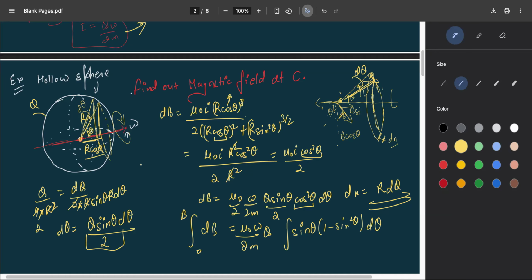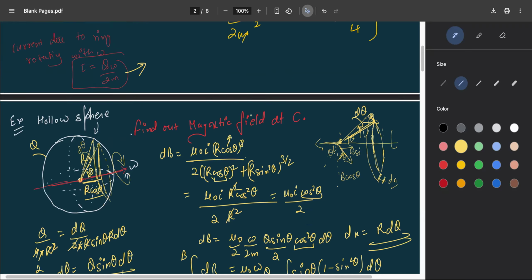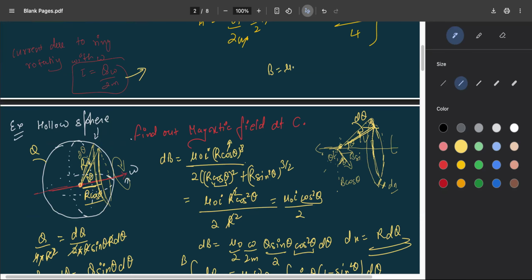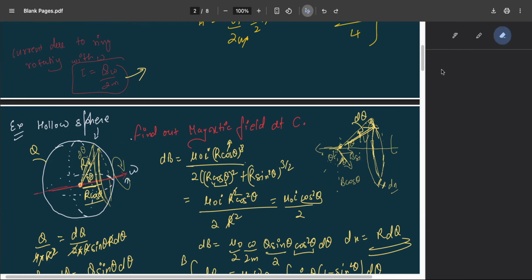Because in general, what is the formula? B is equal to mu naught I r square divided by 2 times (r square plus x square) to the power 3/2. Here, this 2r cos theta is x and r sin theta is r. So it should not be like this. It should be sine of it.